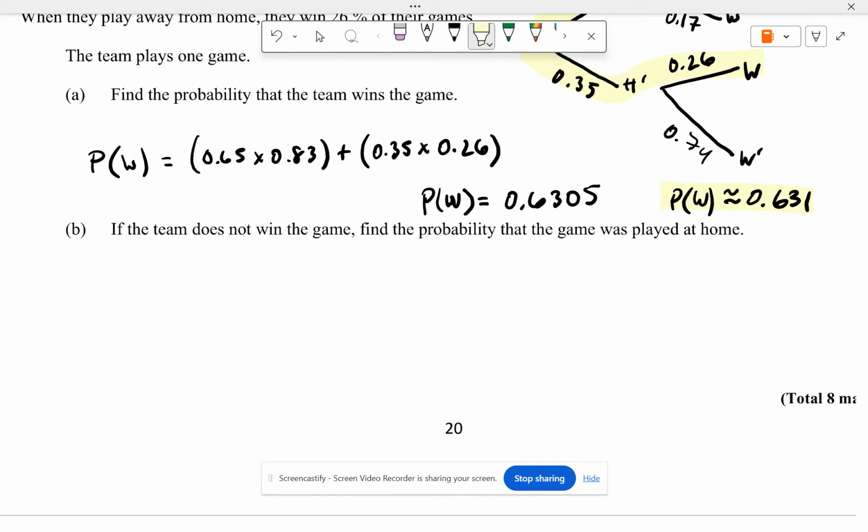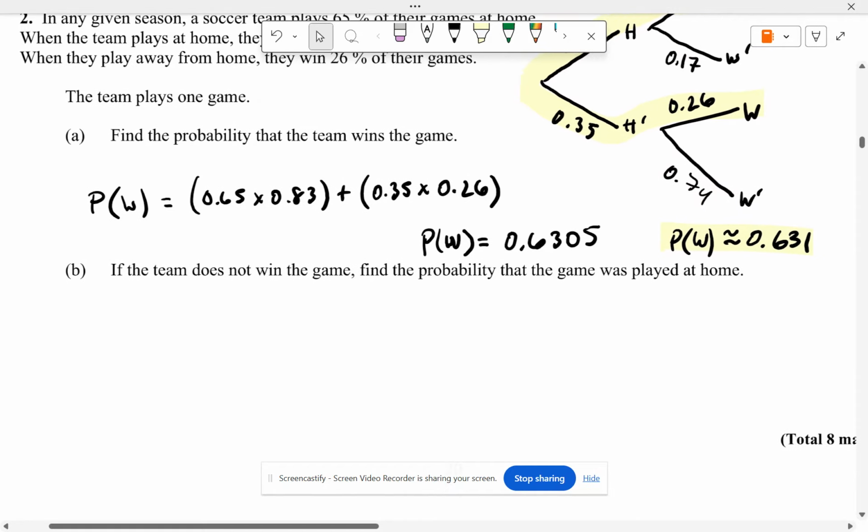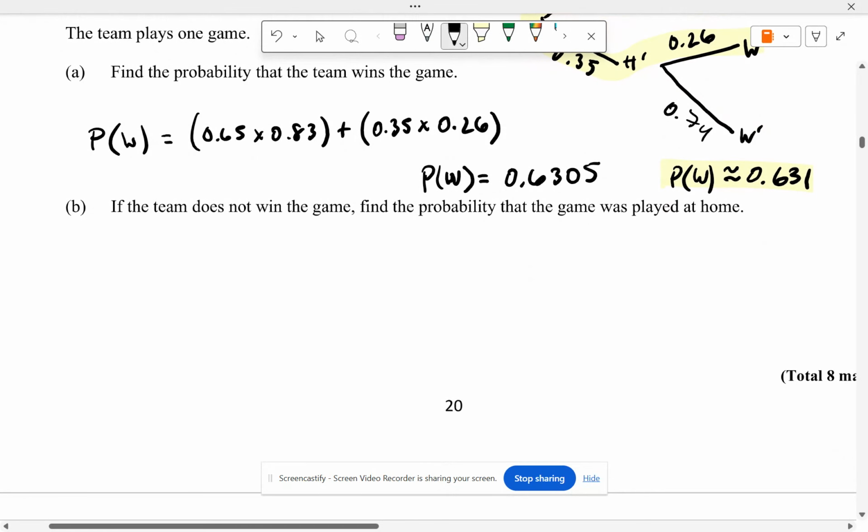If the team does not win the game, ooh. We've traced along a branch, haven't we? The team does not win the game. If the team does not win the game, find the probability that the game was played at home. Okay, so we're supposed to be in a special portion of the tree. Take a second and try to figure out. Write down your given statement and think about what you think it's going to be, okay? Okay, so if the team does not win the game, find the probability that the game was played at home. Is that what you wrote down? Yes!